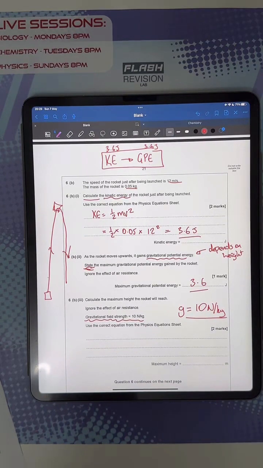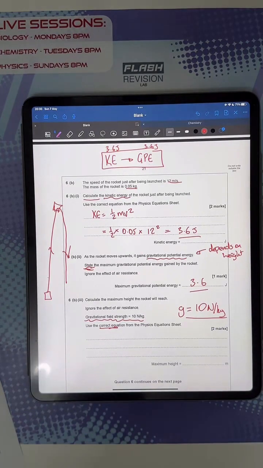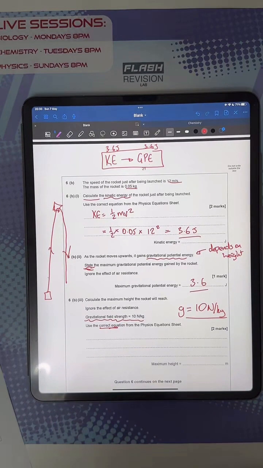What equation do you think we'll use? They've said use the correct equation. So that means you have to use one of the equations from the equation sheet. So what do you guys think?